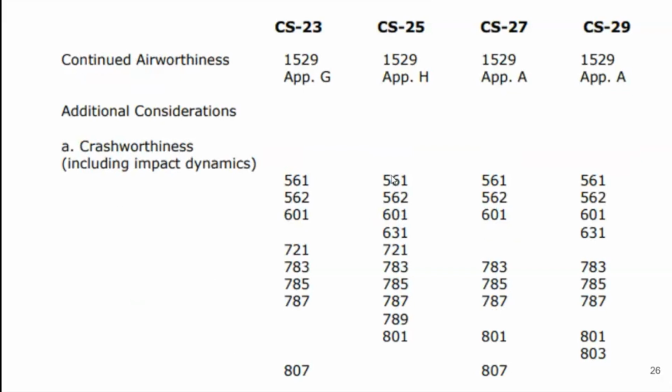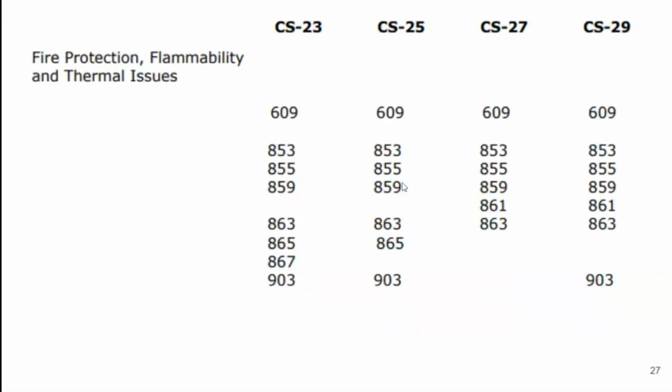However, you cannot just take paragraph 561, for example, on CS23 and treat it as similar to 561 elsewhere. The significant difference is the complexity, because CS29 is for large rotorcraft, for example, and CS25 is for large aircraft. So there are some differences in the complexity to show the compliance.